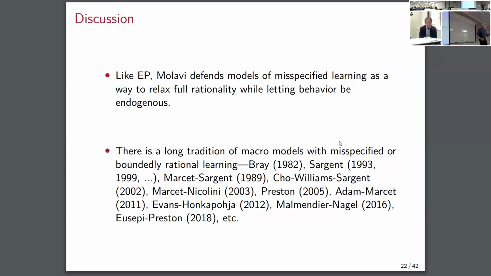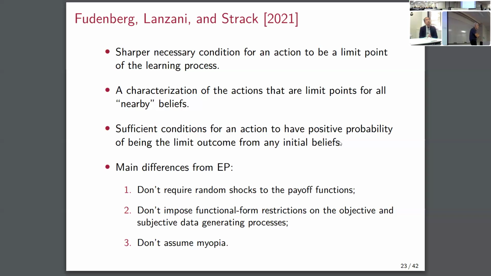Okay, so now let me tell you about a paper with Giacomo Nazzani and Philipp Strack on misspecified learning. I said I didn't present the learning result from Esponda and Pouzo because ours is better. It's 5 or 6 years later. We have a sharper condition for an action to be a limit point of the learning process. And we characterize the actions that are limit points for nearby beliefs, and conditions for an action to have positive probability of being a limit outcome. The main difference is from the Esponda-Pouzo learning model: they add stochastic shocks to payoffs to smooth things out, which is fine, it's not necessary.